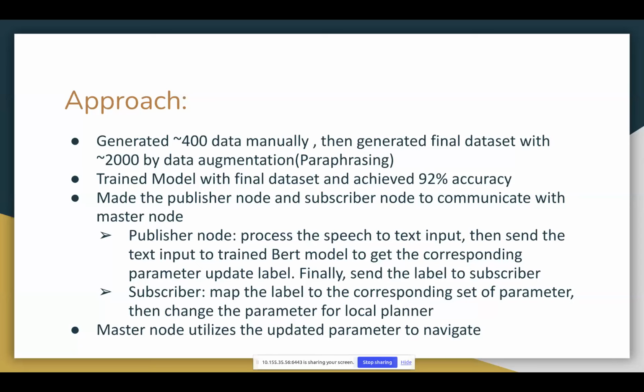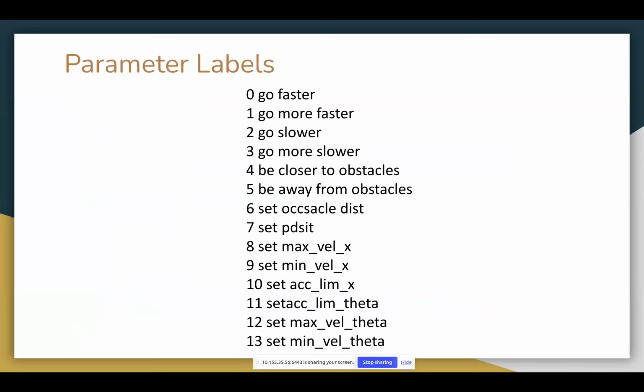The next node we had to make was the subscriber node. The subscriber node will take the label and the amount from the publisher node. It'll translate that into parameter updates, and then it will use ROSPy to send those parameter updates to the parameter server. Okay, so here's a list of commands we have. Basically, go faster, and then if you wanted to change the parameters associated with, say, velocity and acceleration by a greater amount, you could do a command with label 1.